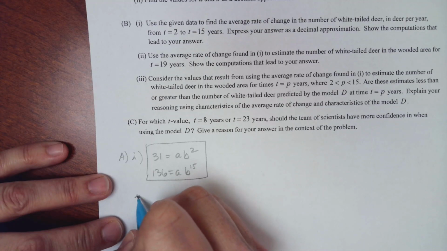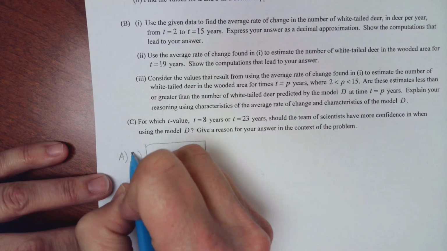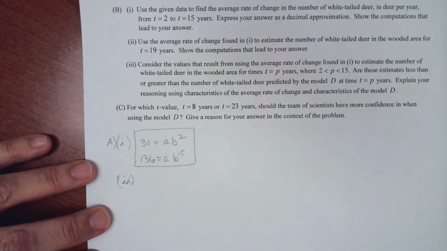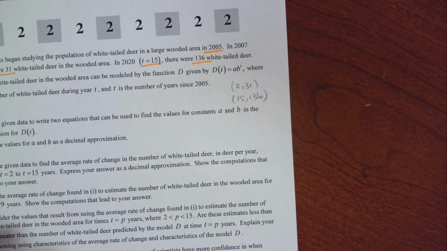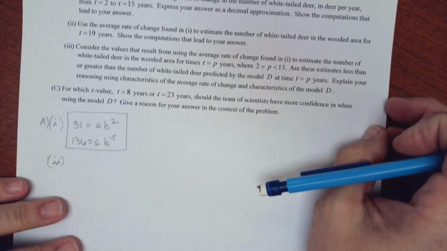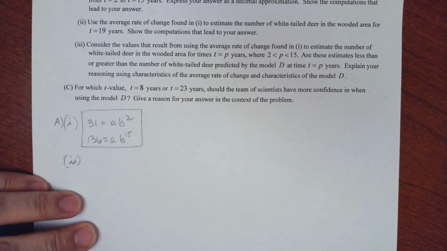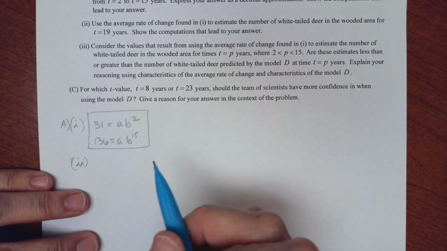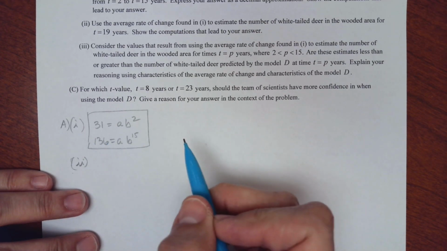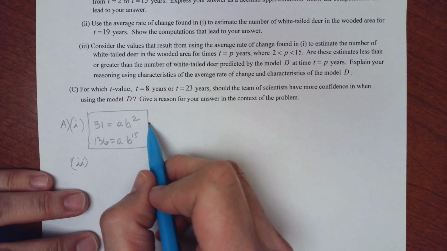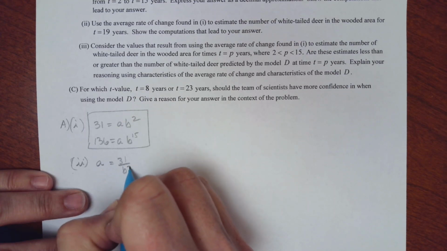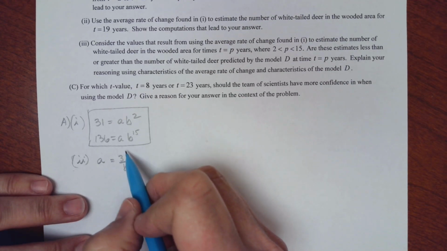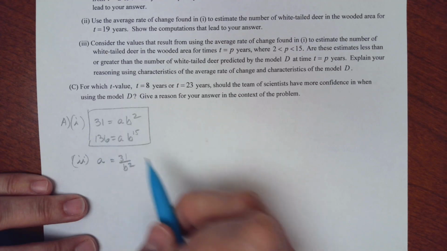For part 2, it asked me to solve for a and b. I can use my calculator to do an exponential regression: put these 2 points in our lists or in Desmos in a table. But you can also do this a little bit by hand. This is a system of equations, so I'm going to use substitution. I'm going to solve the first equation for a: a equals 31 over b squared. Once I have that, I can plug this in for a because these equations are working together.